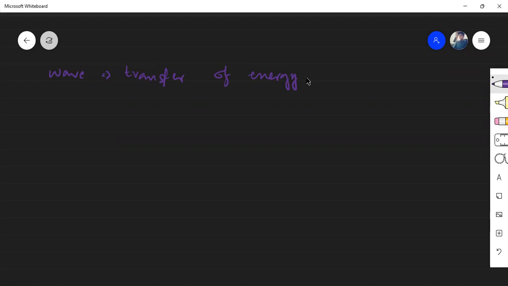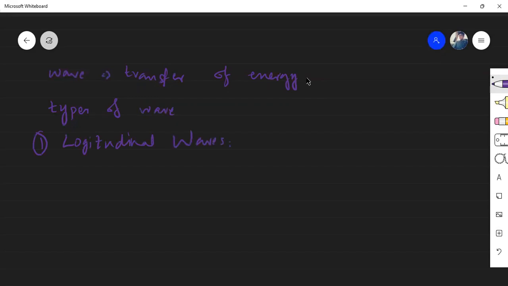Now, as to what the types of a wave are: think about the ways in which the energy is transferred, and we'll just discuss these types using examples. So the first is the longitudinal, I hope I've written the correct spelling, waves.